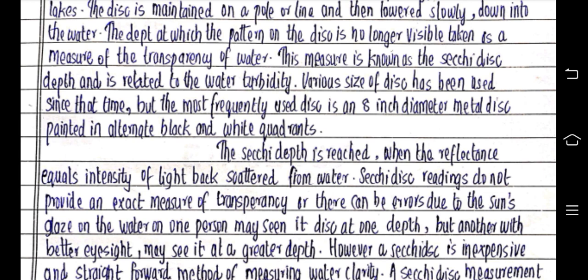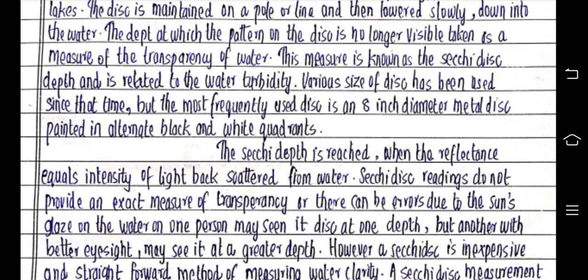So this disc is maintained on a pole or line and then lowered slowly down into the water. The depth at which the pattern on the disc is no longer visible is taken as a measure of the transparency of water. This measure is known as the Secchi disc depth and is related to the water turbidity.